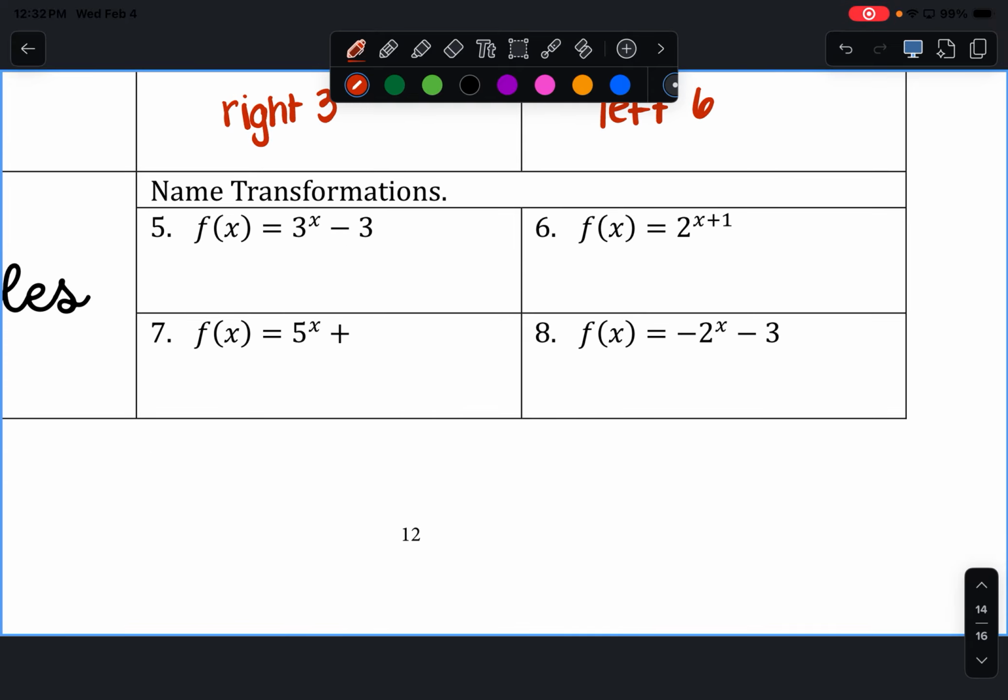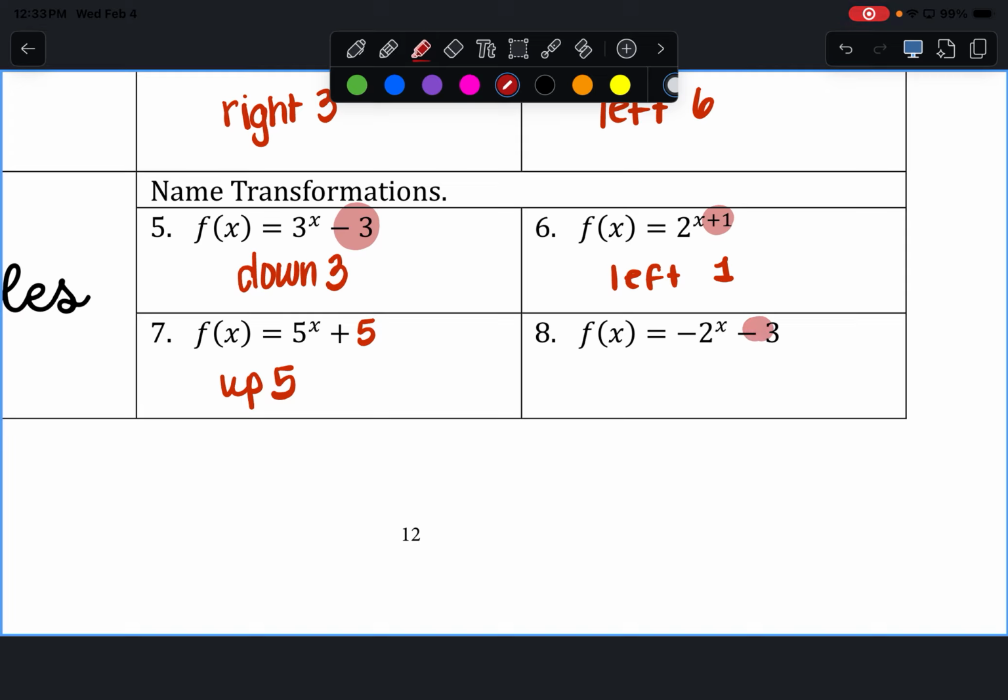All right, then we're going to do just some more examples. For number 5, what does that minus 3 cause to happen? Is that inside or outside of the function? So it makes it go? Okay, for number 6. Okay, so go left 1. Okay, for number 7, I forgot to add the 5 right there. So what is plus 5? Up 5.